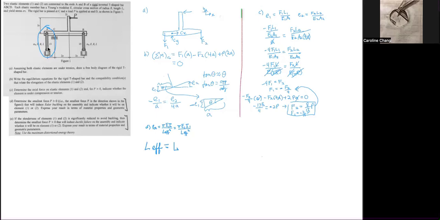So since the natural length of beam 1 is just L, we will use that for L effective. And thus the P critical will be equal to pi times E1, which is simply E times I1, which we will calculate soon, over the L effective, which is just L squared. So now we'll be calculating the value for I1.